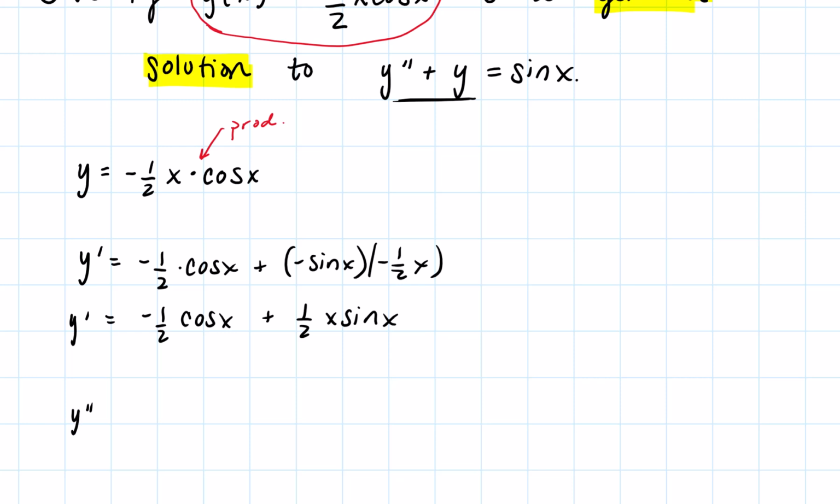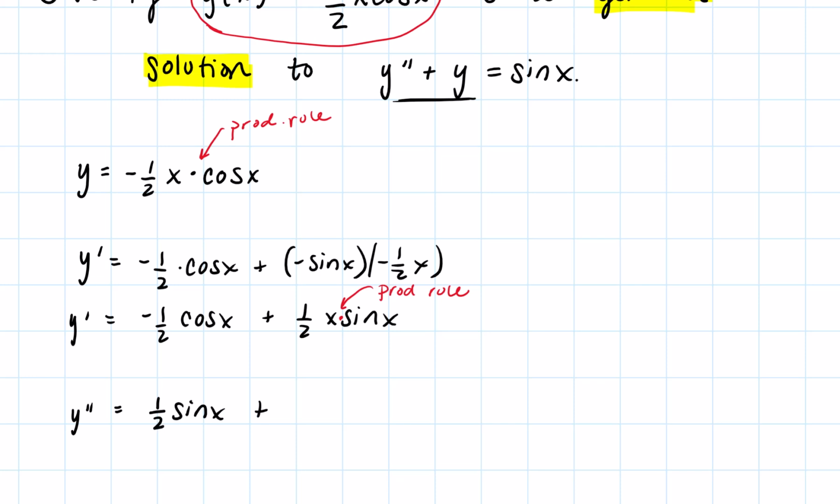Now to find the second derivative, I am going to have to once again apply the product rule to my second term here because it is a product. I did do the product rule up here, but I don't need to do it in the first term because that's just minus 1/2 cosine. So when I take the derivative of the cosine, I get a negative sine, so that becomes positive 1/2 sine of x.